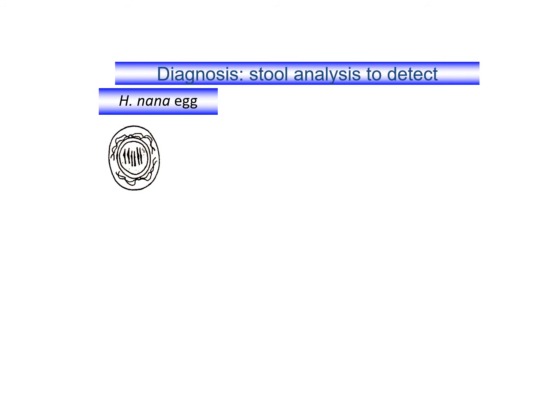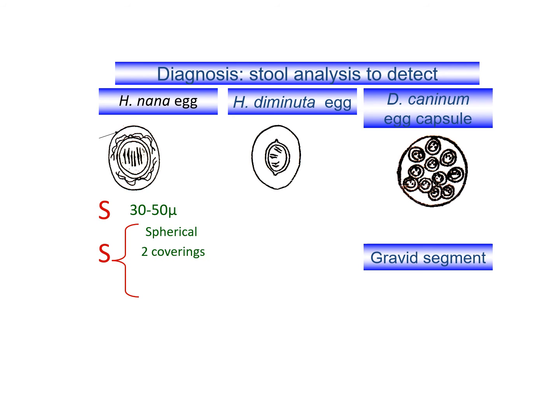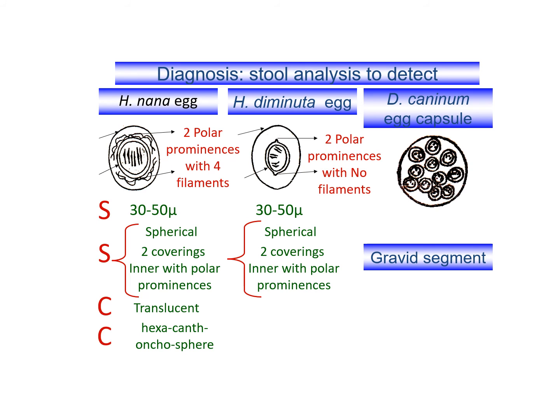Diagnosis: stool analysis to detect H. nana egg, diminuta egg, caninum egg. Nana egg about 50 microns size, shape spherical, two coverings, inner with polar prominences, translucent, hexacanth oncosphere. The diminuta egg about 50 micron, spherical, two coverings, inner with polar prominences, yellowish, hexacanth oncosphere. Caninum: 5 to 15 eggs enclosed in part of uterine wall.